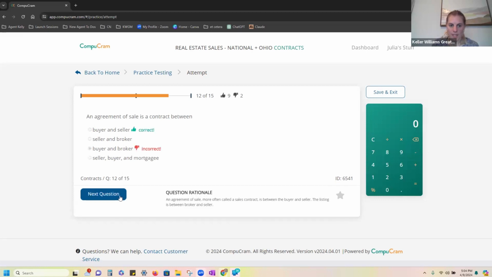All right, we got C, and it is A. So agreement of sale is most often another word for sale contract. It is between the buyer and seller. The listing agreement is going to be between the seller and broker. So agreement of sale, more often called a sales contract, equals buyer, seller. Listing agreement, seller and broker.